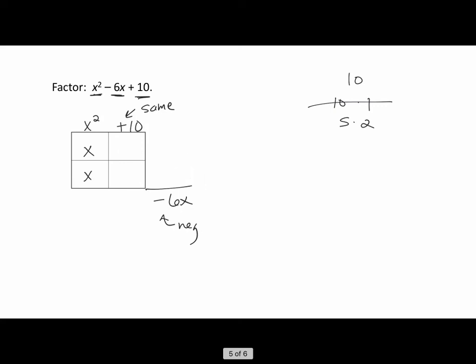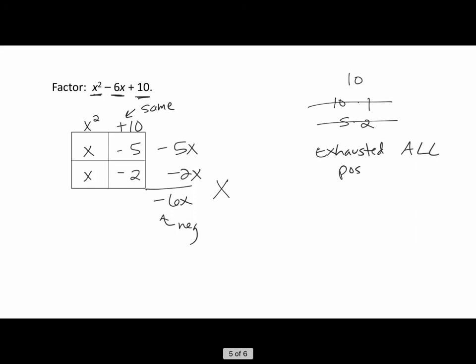All right, 5 times 2. They're the same sign, they're both negative, so minus 5x minus 2x. That does not add up, so that's out. Are there any other factors of 10? Well, if we've exhausted all possible factors and none of them work, we have to be sure that we've exhausted all the possible factors.